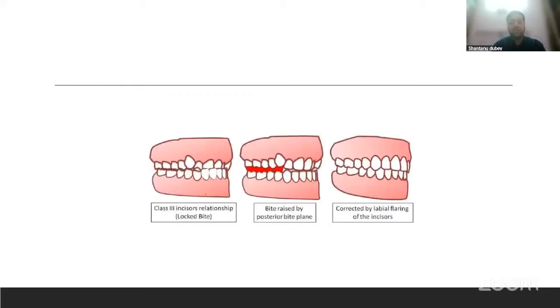So here you can see there was an anterior cross bite. What do you do? You give the bite in the posterior, let the anteriors be free, and finally correct the anterior. So this is the bite in the posterior region here.